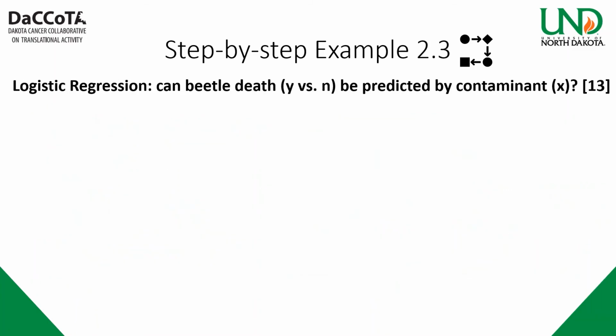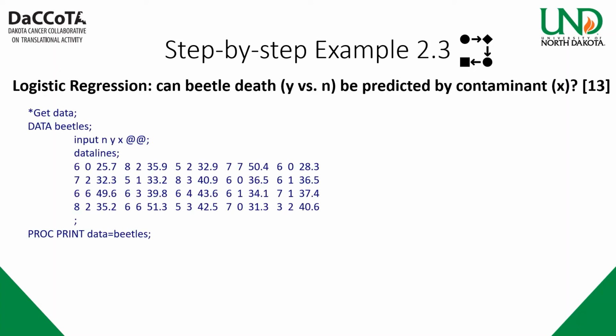So with that, let's change tack and look at logistic regression. Can beetle death, which is a binary variable, yes or no, be predicted by contaminant? We'll create our own beetle data here. There's going to be a variable n, y, and x. So n, whether it died, yes or no, and then the contaminant x, so the level of contaminant.